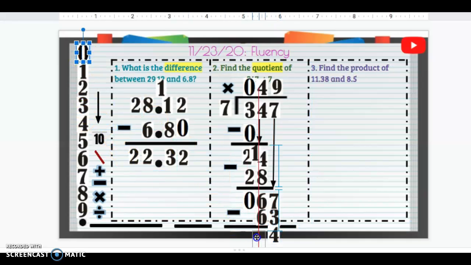Now there's 2 ways we can sit here and say the answer. You can say 49 remainder 4, or what we do in 6th grade is we always put a decimal point after our whole number, and we add 2 zeros. Okay, and when you add 2 zeros, now I can bring down one of those zeros.